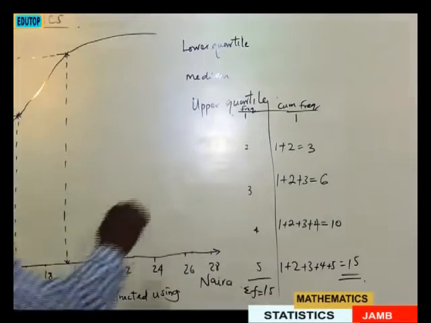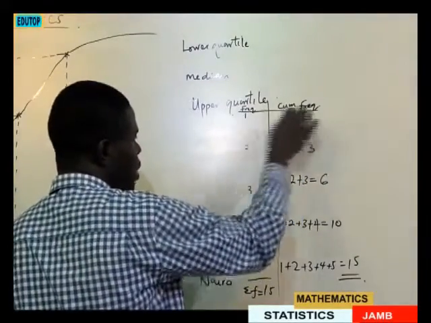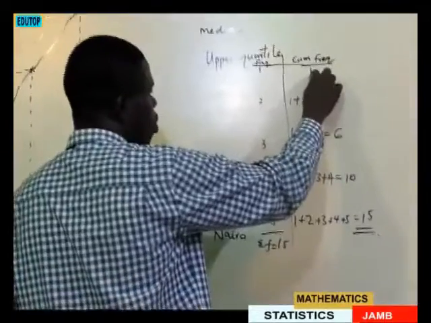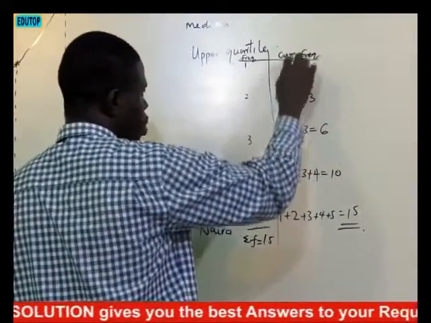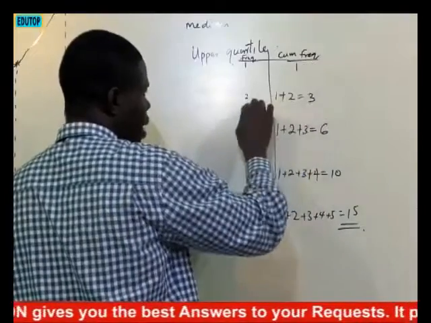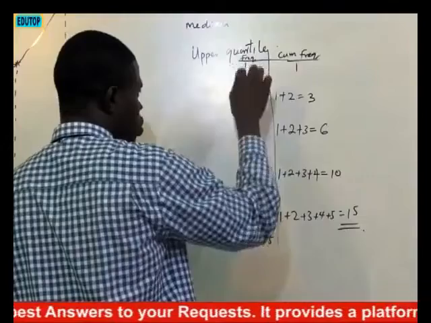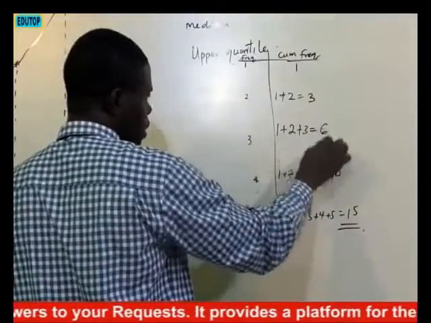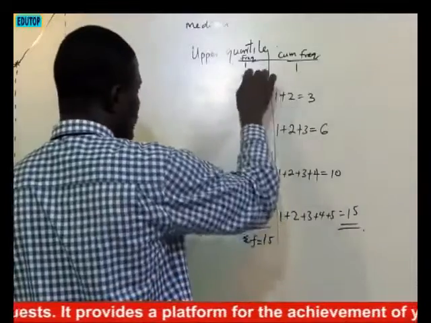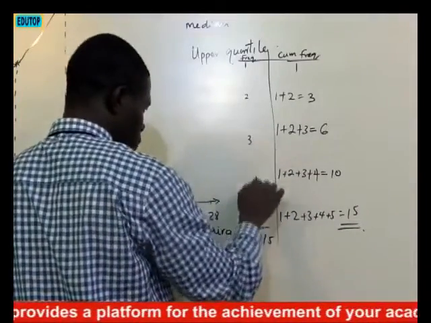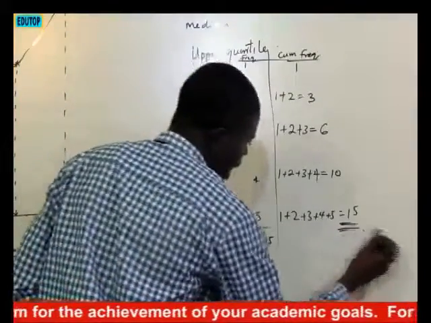Each time you are computing your cumulative frequency, pick the first frequency, put it there. Use this and add it to the next one. So the first cumulative is 1. Then add this to the next one: 1 plus 2 gives 3. 1 plus 2 plus 3 will be 6. 1 plus 2 plus 3 plus 4 will be 10. 1 plus 2 plus 3 plus 4 plus 5 will be 15. You can see that has justified that claim.